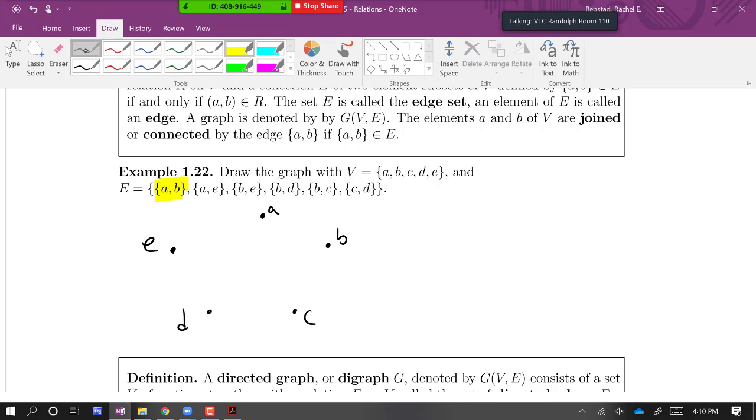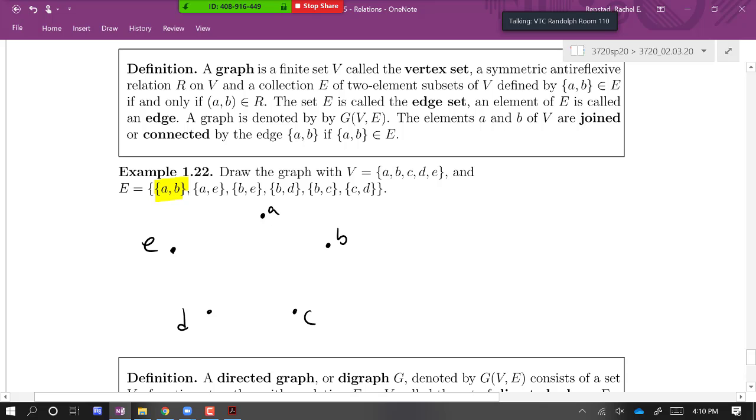It says it contains the edge AB. That means that A and B are related. Now, it doesn't matter the order, right? This is not directed. It's not an ordered pair. It's just saying they're connected or they're not connected. That means that a graph is a way to visualize a symmetric relation, and in fact also an anti-reflexive one, in that we don't usually allow loops when we draw a graph. So we don't have an edge, a little loop, going from the vertex B to itself.